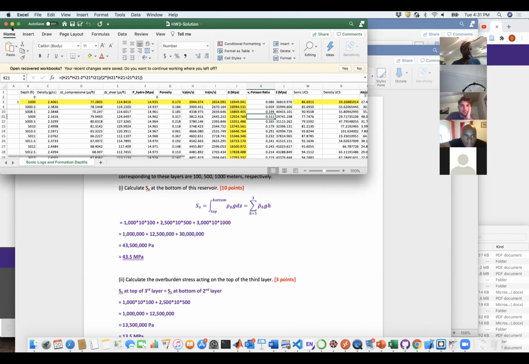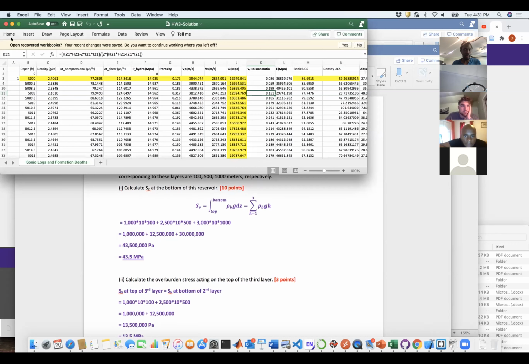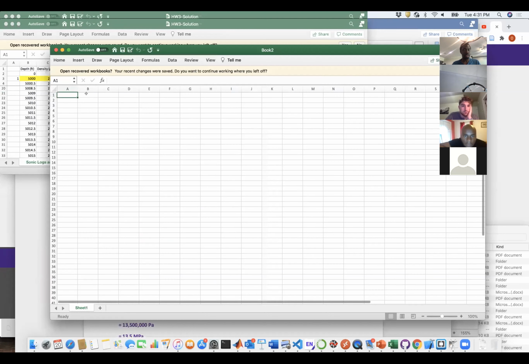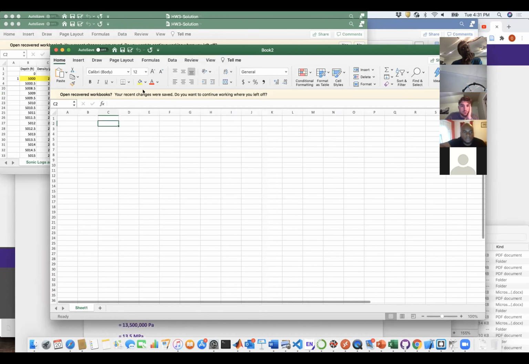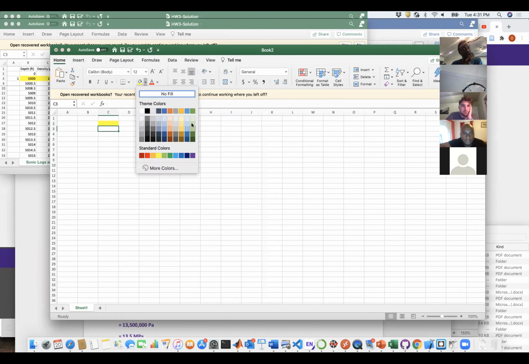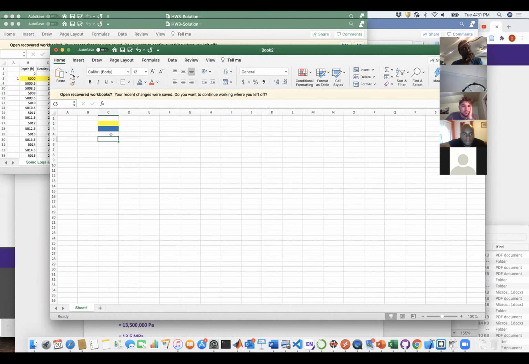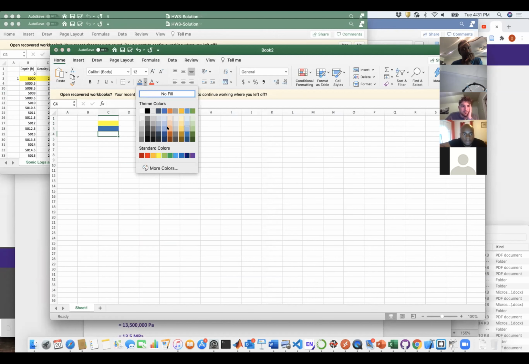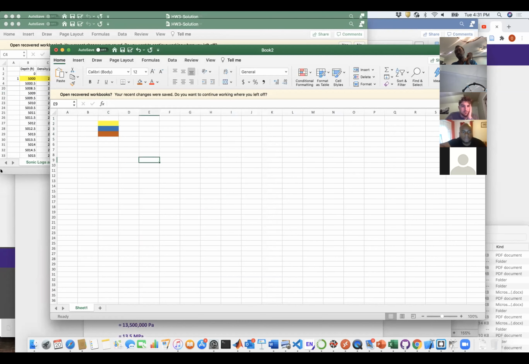This command is not going to work here. Can I do Control N? Okay, I can do it. So imagine this is layer 1. Layer 1, layer 2, layer 3. Oh, that's layer 2. Let's use some red. All right. So that's your reservoir. It's made up of 3 layers.